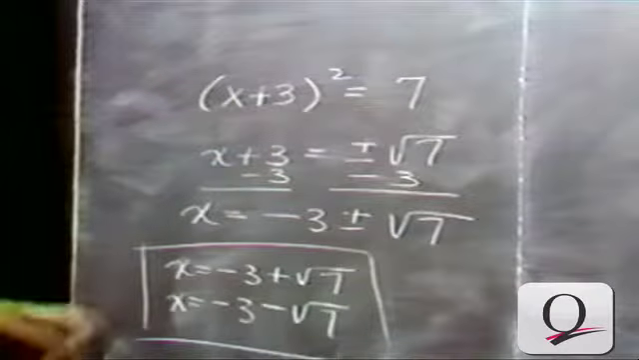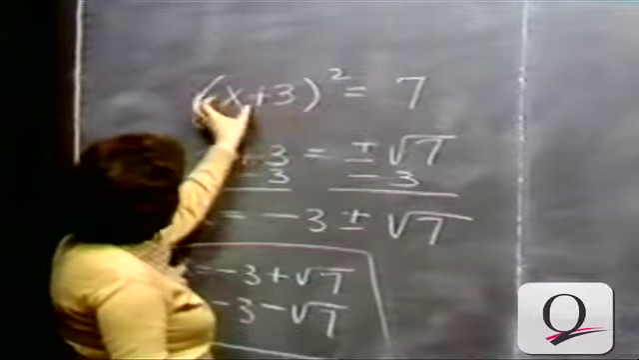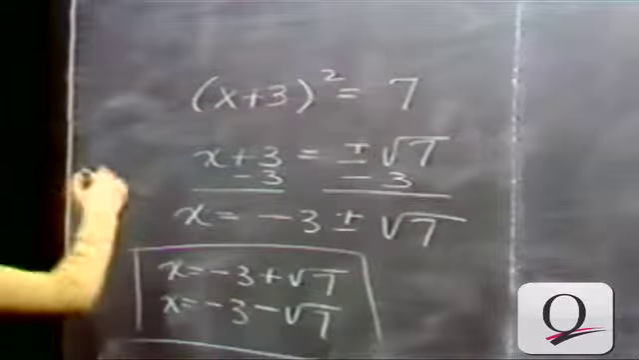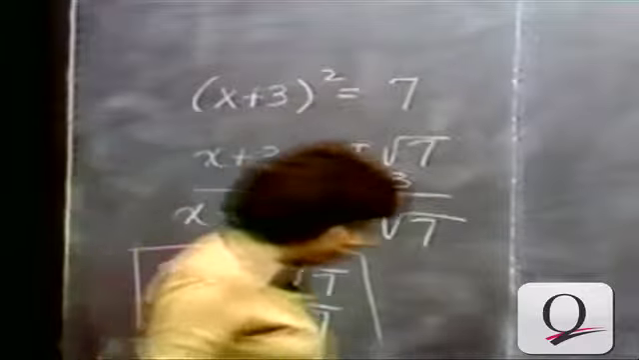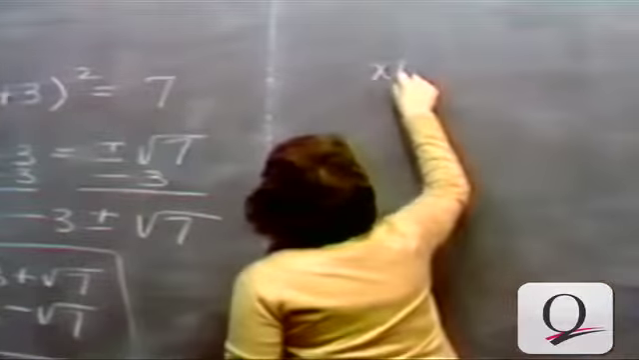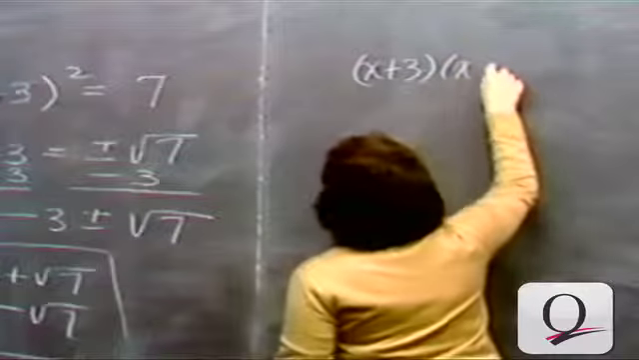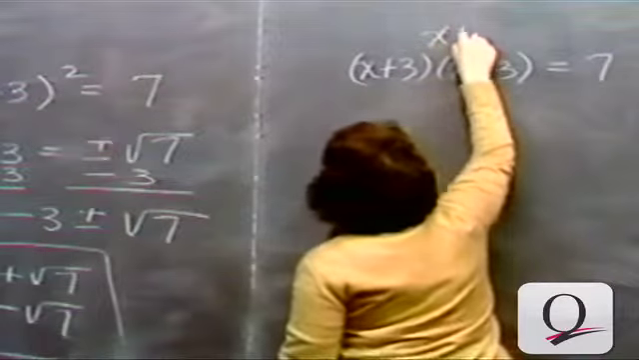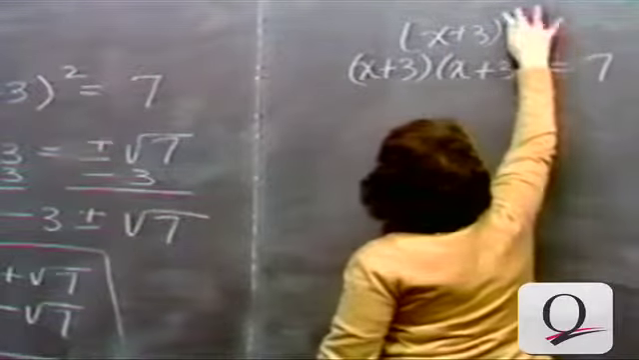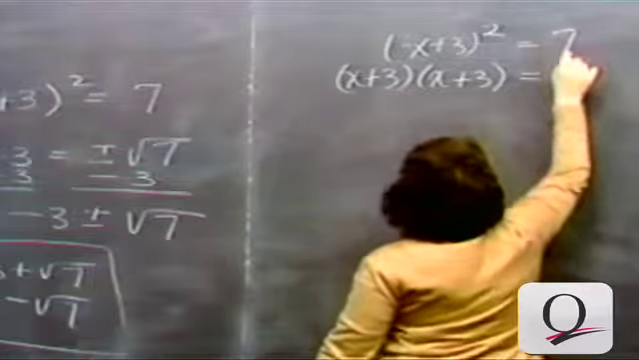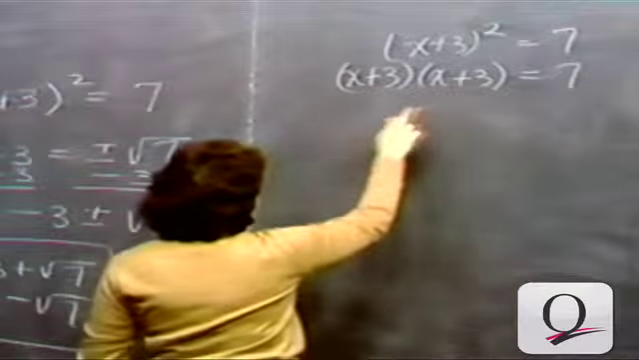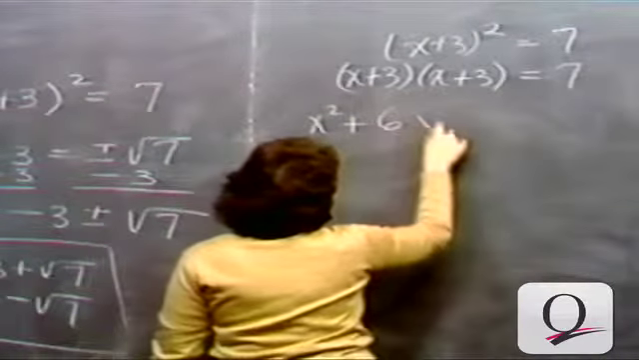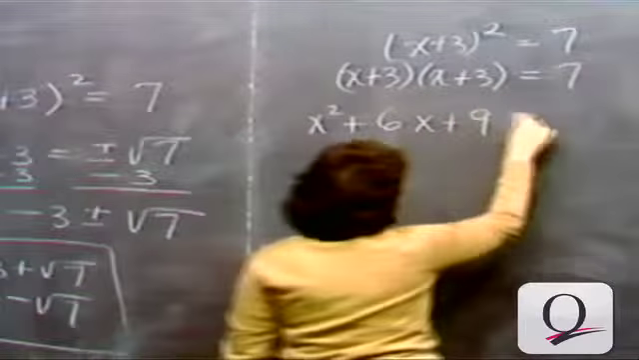Okay, now that's fine if you happen to be given something in this form: a perfect square equals, say, some number. Now, suppose this equation had been given to you in the expanded form. In other words, we have here x plus 3 squared, that is x plus 3 times x plus 3, equals 7. But instead of getting it in this form, we got it multiplied out. Let's multiply this out using the FOIL method. We have x squared plus 3x, that's plus 6x, plus 9 equals 7.